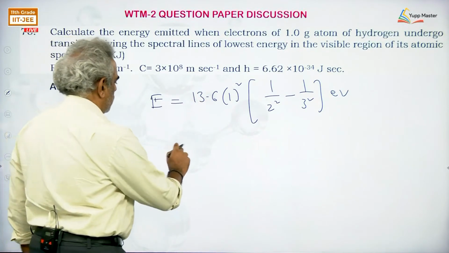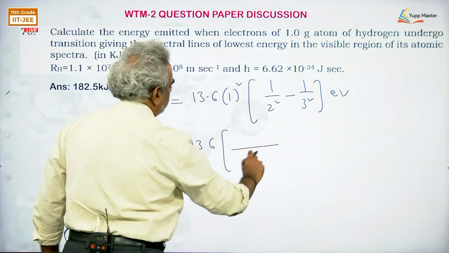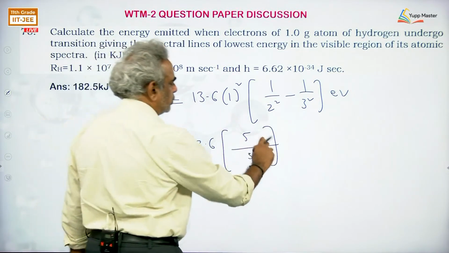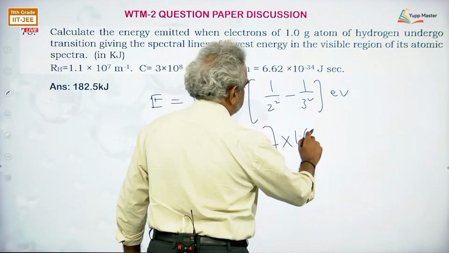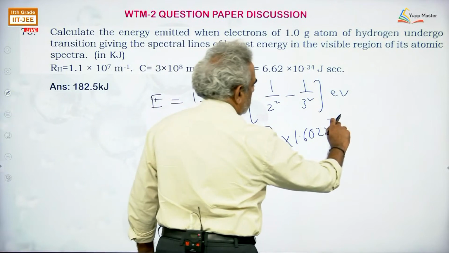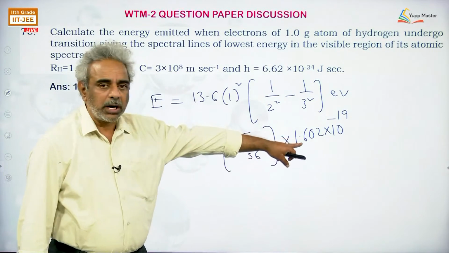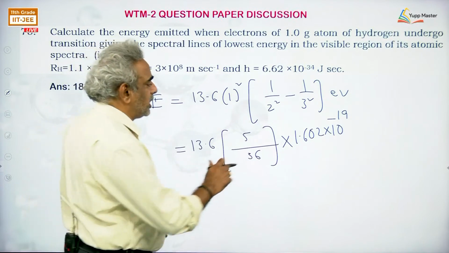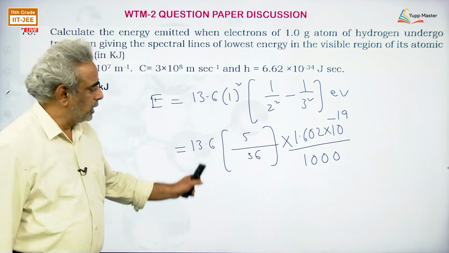So, now I can calculate 13.6 into 1 by 4 minus 1 by 9, 36, 9 minus 4, 5. This many electron volts. 1 electron volt is how much? 1.602 into 10 power minus 19 joules. We want the answer in kilojoules, so divide by 1000. I want the answer to be in kilojoules, and this is per atom.